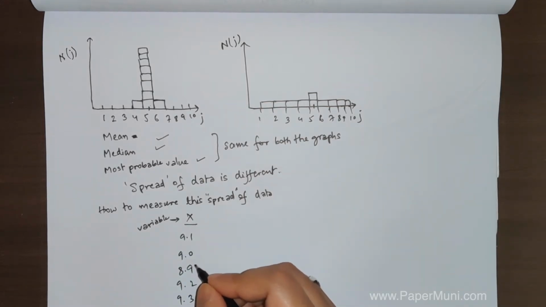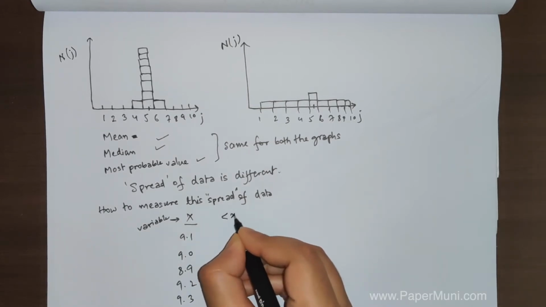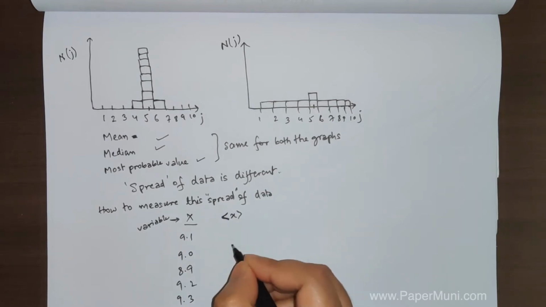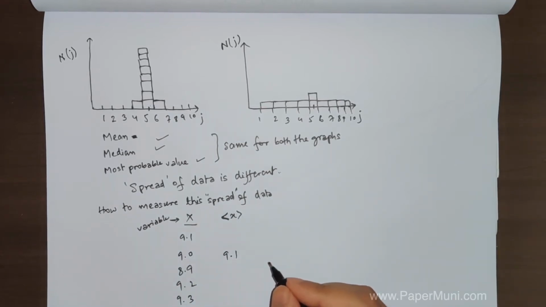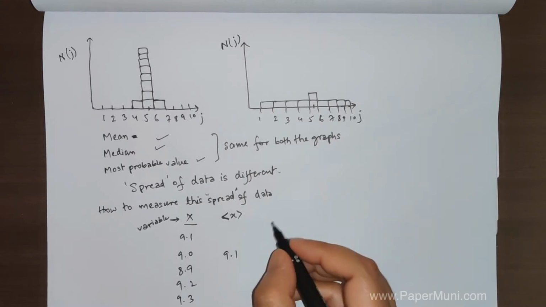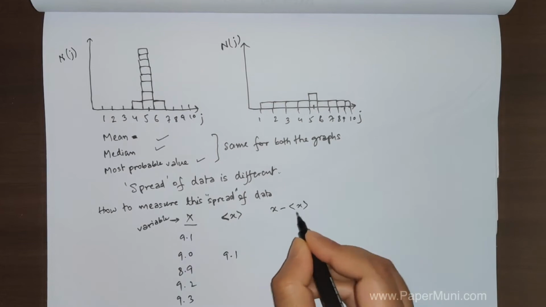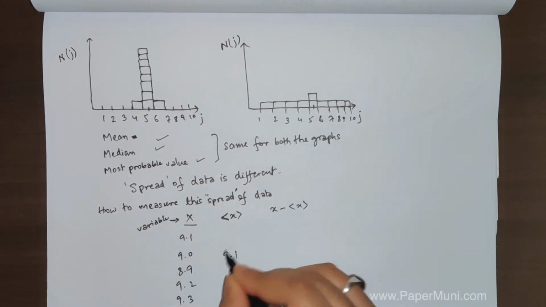We have 5 values. The number of values is 5. And the mean value, which we write like this in angular brackets: if you calculate the mean value, you get 9.1. You just calculate it and you'll get 9.1. So the thing is, we'll measure this difference. We'll see how much each value differs from the mean value.